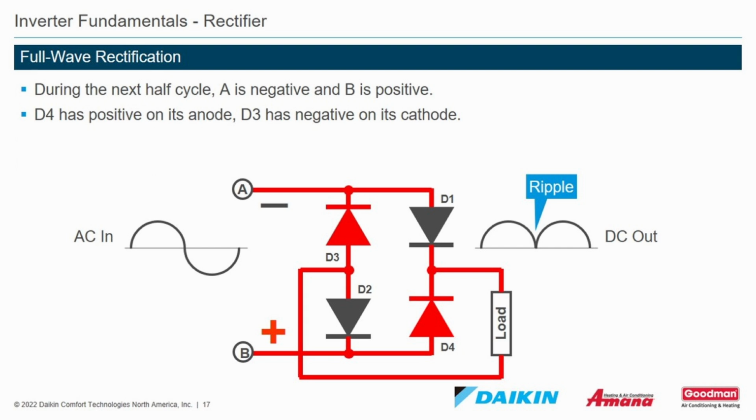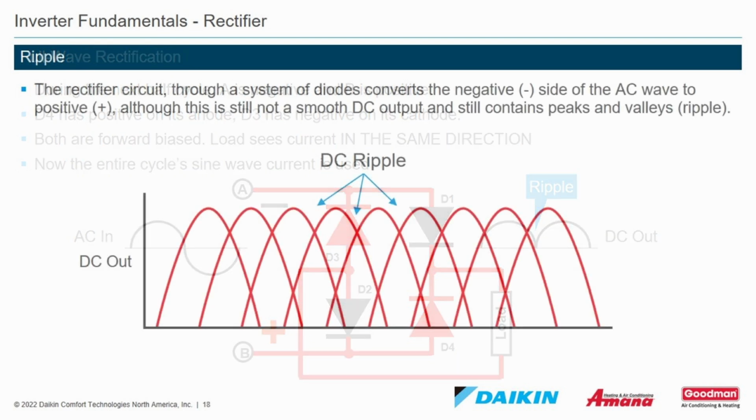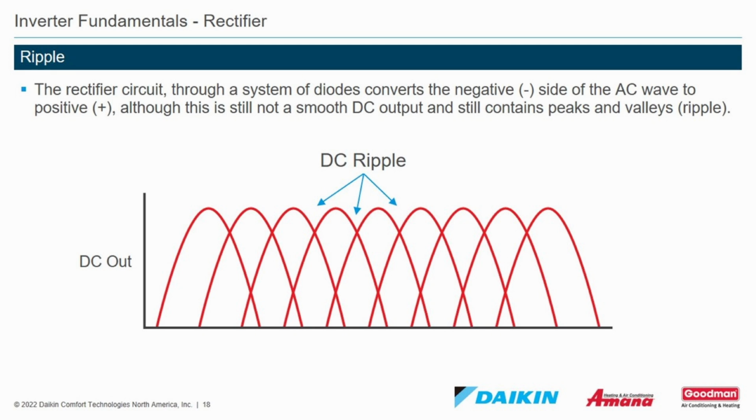D4 has positive on its anode, D3 has negative on its cathode. Both are forward biased. Load sees current in the same direction. Now the entire cycle's sine wave current is used.